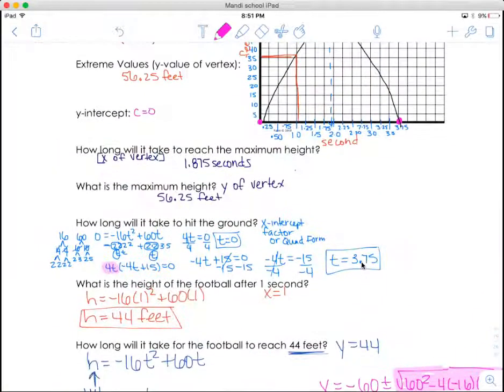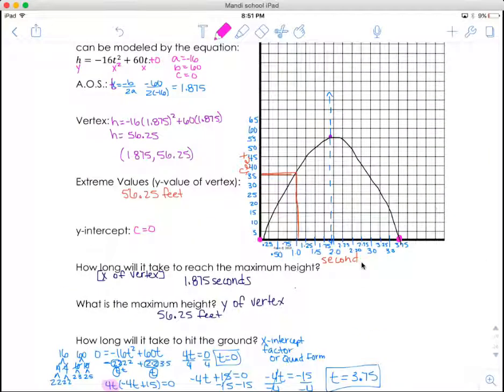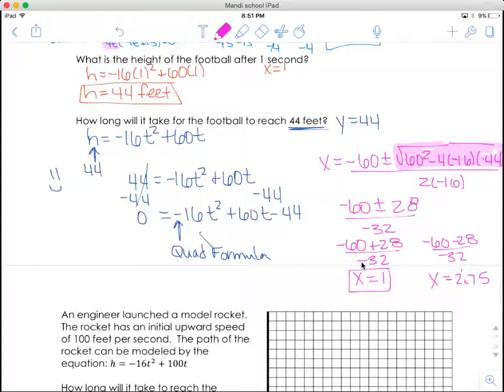And let's look at the 2.75 right here. That's when it's coming back down. Look at that, pretty darn close. So going up, it's going to reach it. Coming back down, it's going to reach it again. So that makes sense. It's going to reach 44 feet 2 different times.